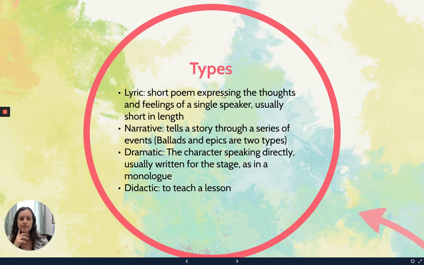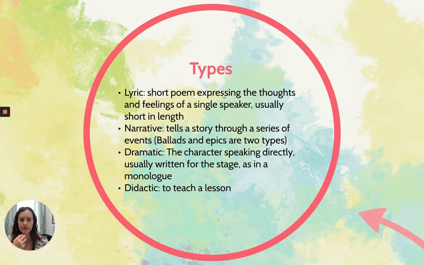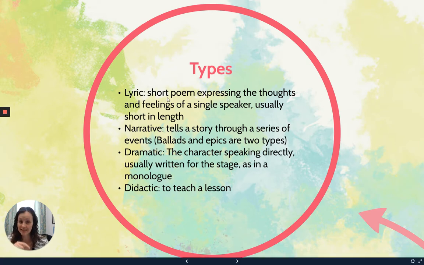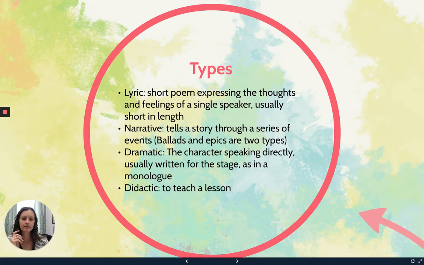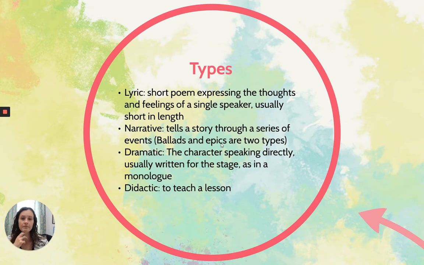Lyric is a short poem that expresses the thoughts and feelings of a single speaker. It's typically short in length. It has one idea it's trying to get across. Lyric usually sounds lyrical, and so that's why we call it lyric. Narrative tells a story through a series of events. Ballads and epics are two types of these, and ballad is one of the types to read for this week.